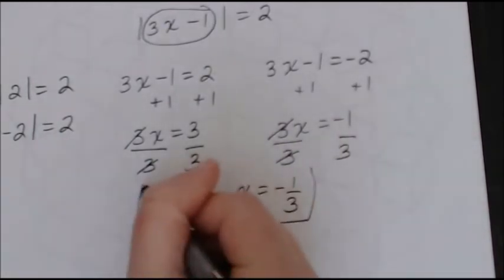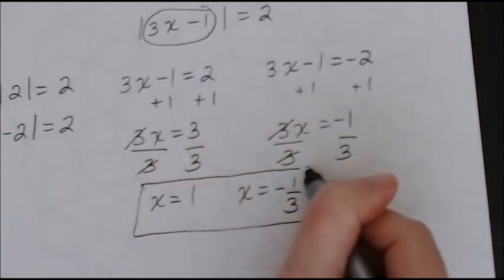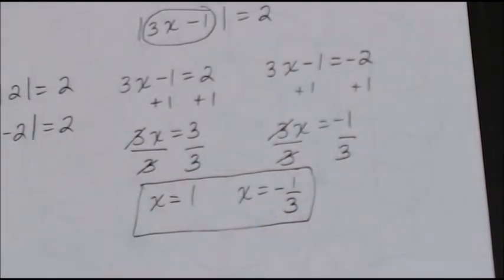So absolute value equations will have 2 solutions. There are some quirky cases where it won't, but most of the time you're going to have 2 solutions. No need to check these. Those are your solutions. You're good to go.